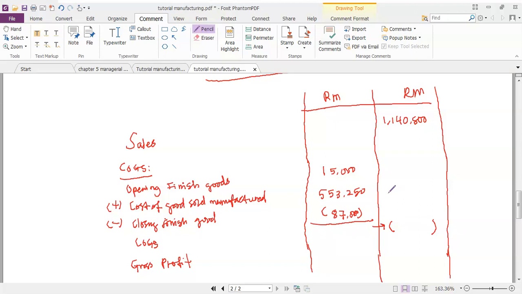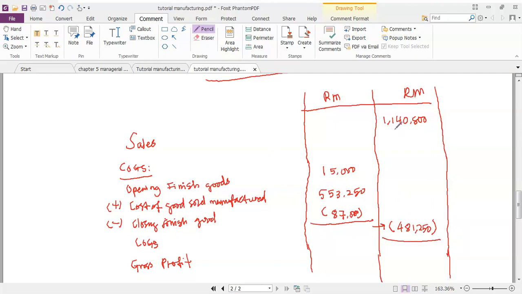15,000 plus 553,250 minus 80,000. So berapa dapat? Okay. 481,250. Okay, this is our COGS.